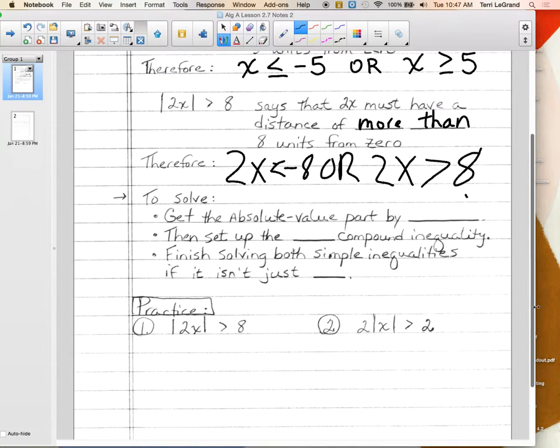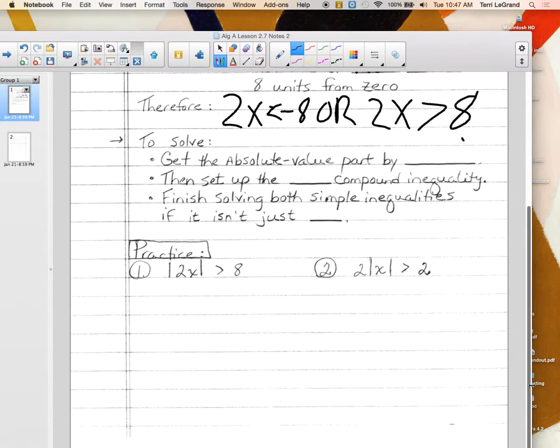Okay, so here's what we're going to do now. We practice solving. The first thing we have to do, just like we had to do yesterday, is get the absolute value part by itself. It has to be by itself before you can set up your compound inequality, ditching the absolute value bars. Get that absolute value part by itself. Then set up, what kind of compound inequality are we going to set up today? Or. We need to set up an OR one today. And then finish solving both simple inequalities if it isn't just x. If x isn't already by itself, then you have to do some more to get it to be. Okay?